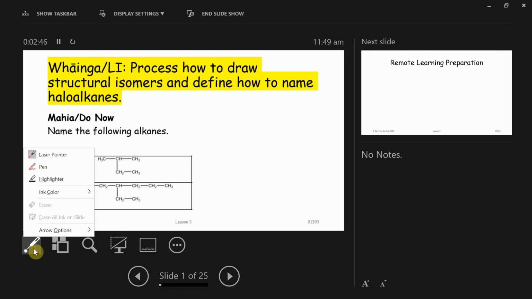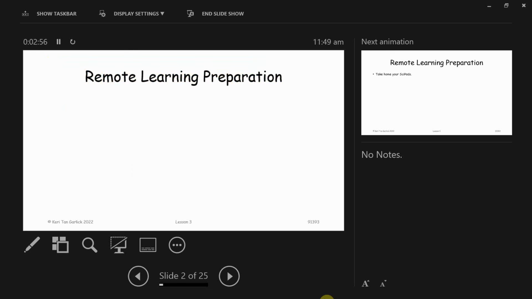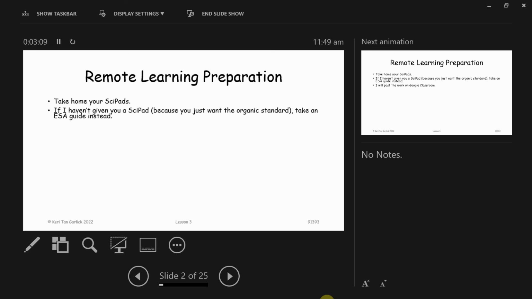Before we move on into the actual content, which is going to be about talking about isomers and also the haloalkanes, I just want to prepare us for some remote learning, because I know next week we are going remotely. So at the end of today, I want you guys to take home your SciPads, which you normally do anyway, because most of you guys are eager beavers and you take it home because you want to keep working. Some of you guys have not been given a SciPad yet because you only asked for that one external. So for the time being, I've given you an ESA guide instead to work out of. I will obviously post work for both the SciPad and the ESA, so you have lots of options.